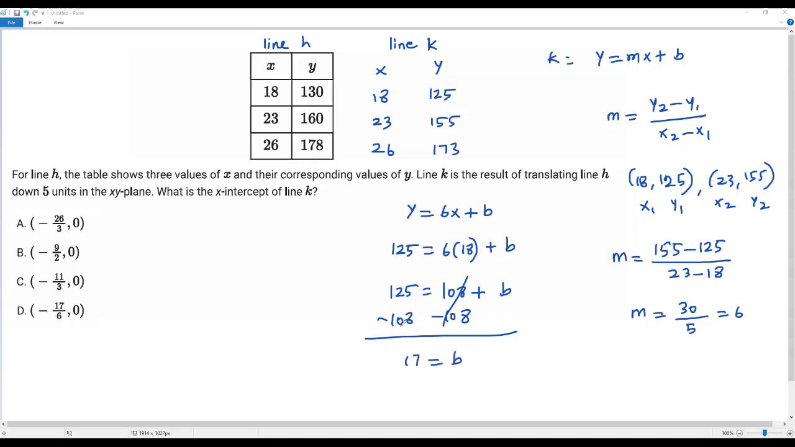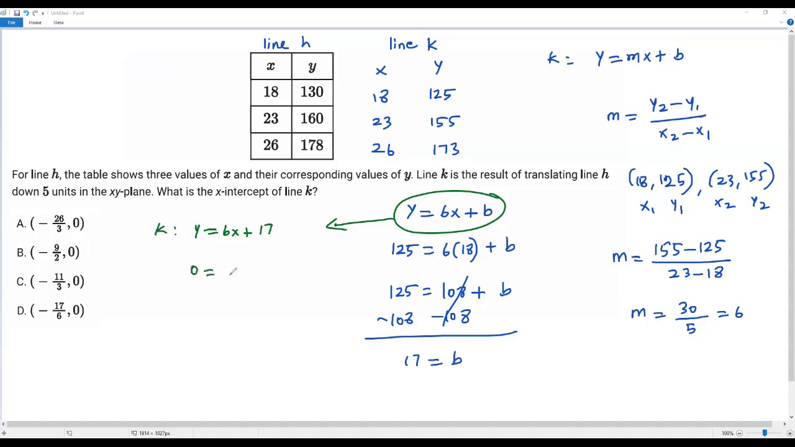So now I got the y-intercept b. I plug b equals 17 into the equation to complete it. So the equation of line K is y equals 6x plus 17. Now I got the equation of line K in slope intercept form. Our aim is to find the x-intercept of line K. Whenever I want to find the x-intercept of a line, I have to plug in y equals 0.